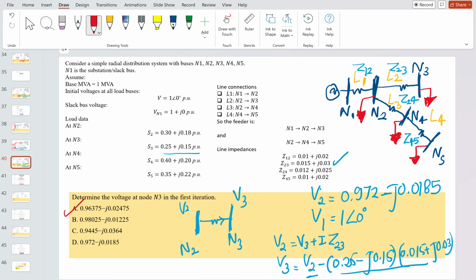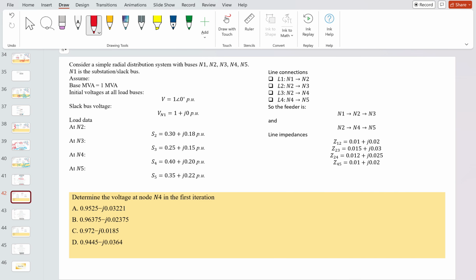So this is very simple. When you find the voltage at the previous node, you can find the voltage at the other nodes. That is easy to solve. Let's move forward. Try to solve the other problems. Try to solve this.